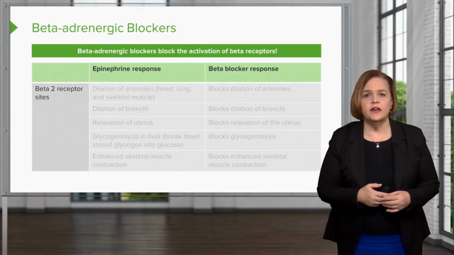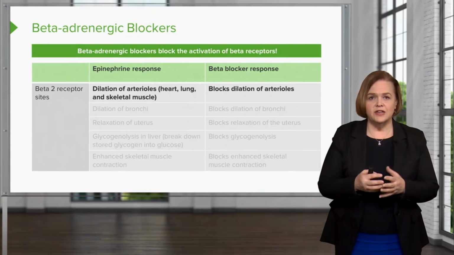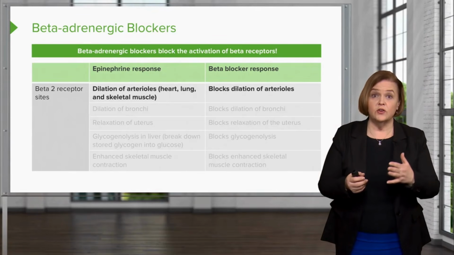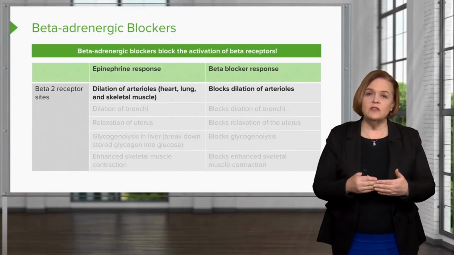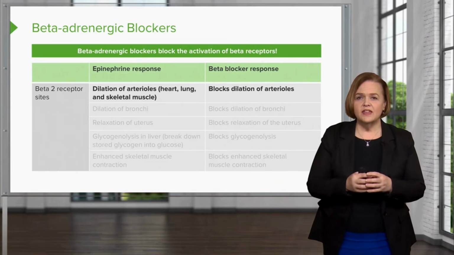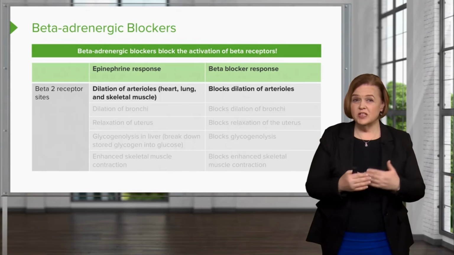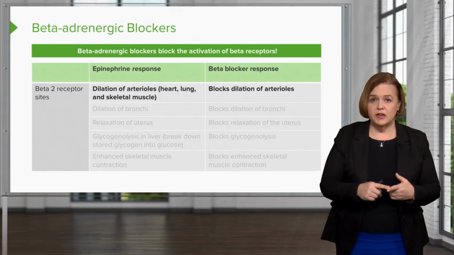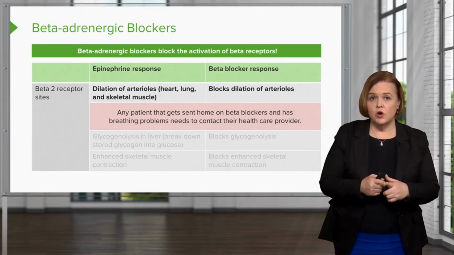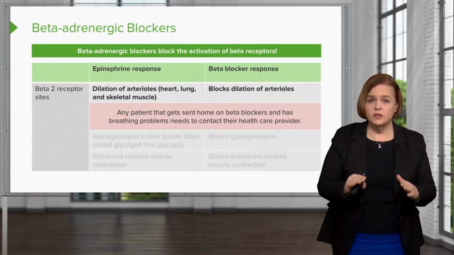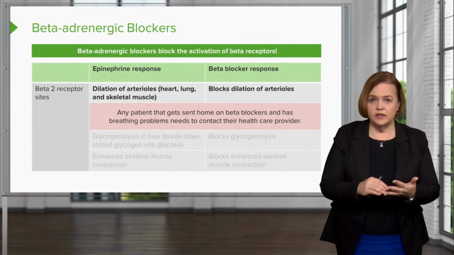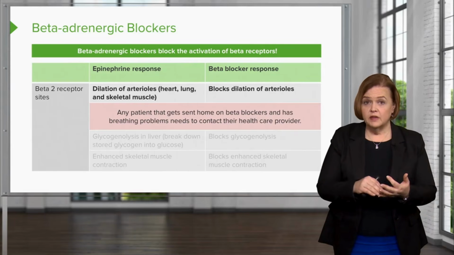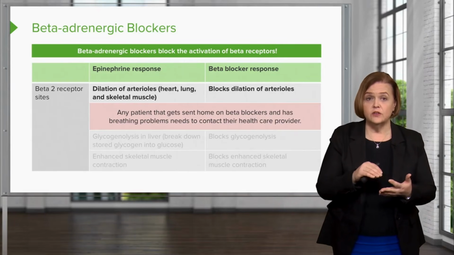So let's look at what epinephrine does. When it hits the beta-2 receptors, remember it dilates those arterioles of the heart, lung, and skeletal muscle. It's in this diagram too because we're talking about the lung. Now, if you've given the patient a beta blocker, it's going to block that dilation. Okay, here's where this becomes an issue for your patients. Any patient that we send home on a beta blocker, we need to make sure that they understand if they have any breathing problems, they need to contact their healthcare provider. Beta blockers and breathing problems are bad news.